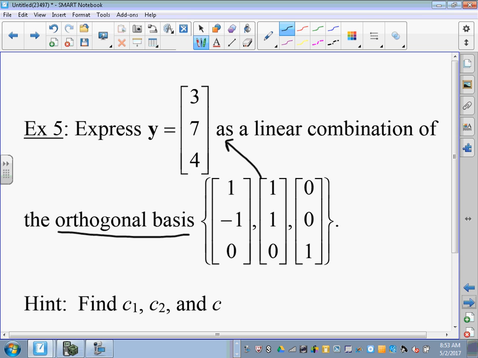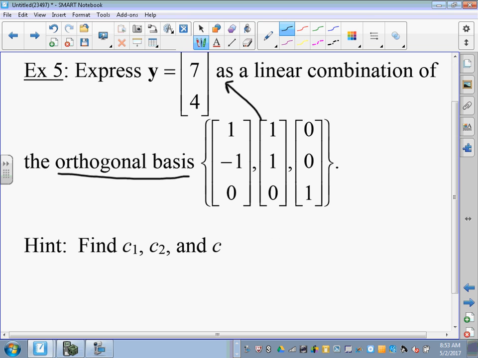If you augment it, we would get the values of C1, C2, and C3, right? And half the class could row reduce it, and the other half could use our new formula, since we're talking about an orthogonal basis. If you want to find out what C1 is, what did we just say?